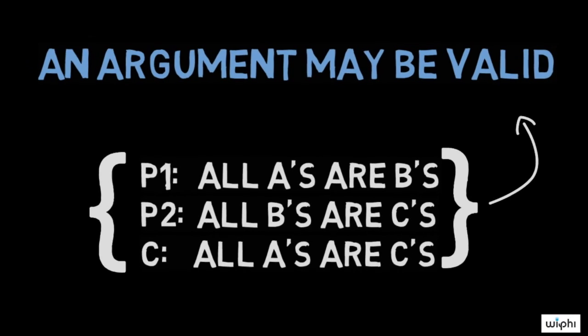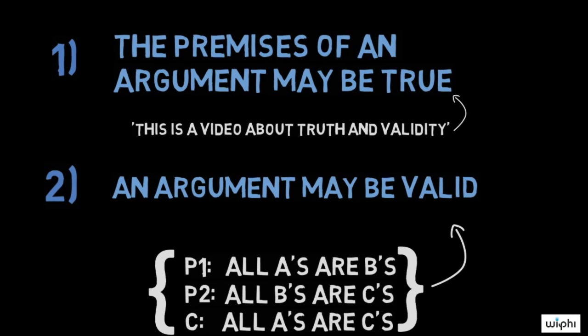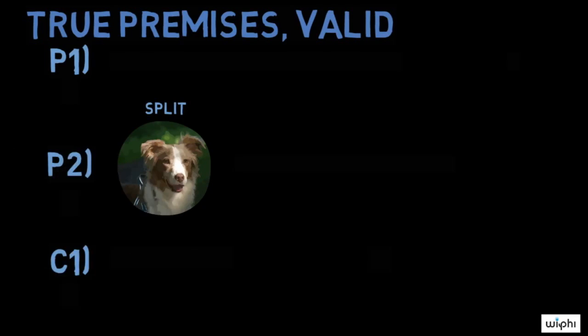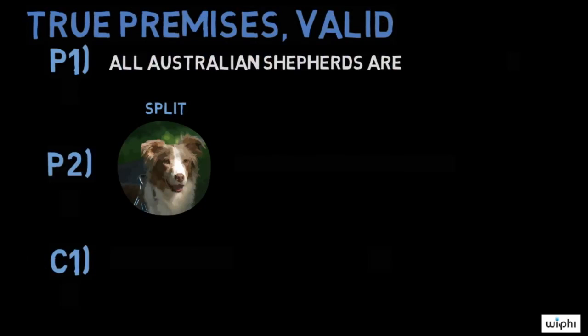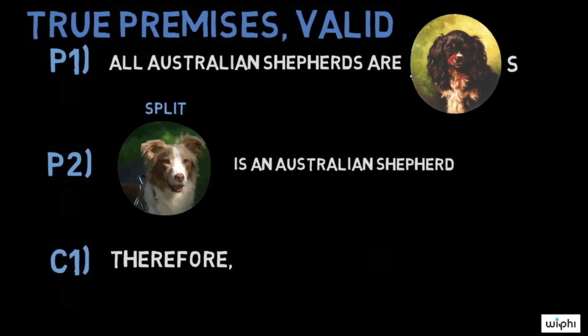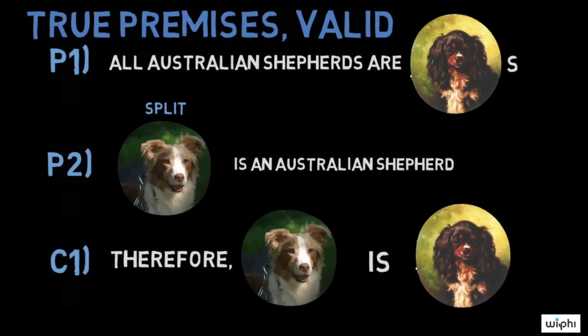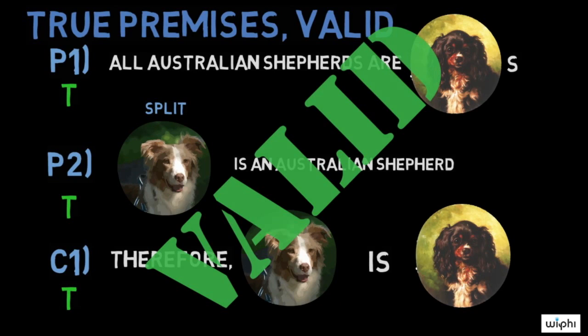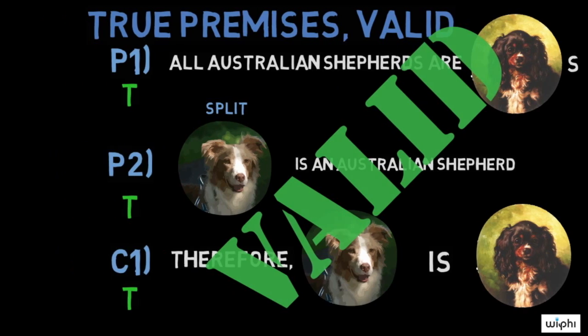To see the difference between these properties, it will be helpful to look at some examples, all of which involve my good friend Julia's dog, Split. This is an example of an argument that has true premises and is valid. Premise 1. All Australian shepherds are dogs. Premise 2. Split is an Australian shepherd. Conclusion. Therefore, Split is a dog. In this argument, not only are the premises true, but the conclusion follows logically from them.